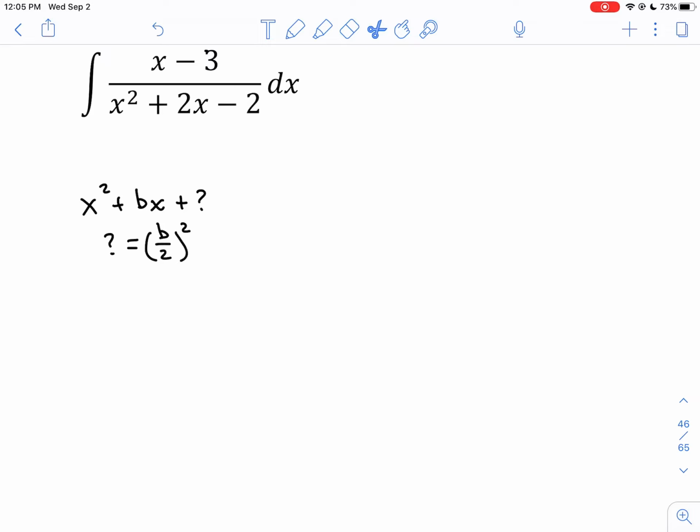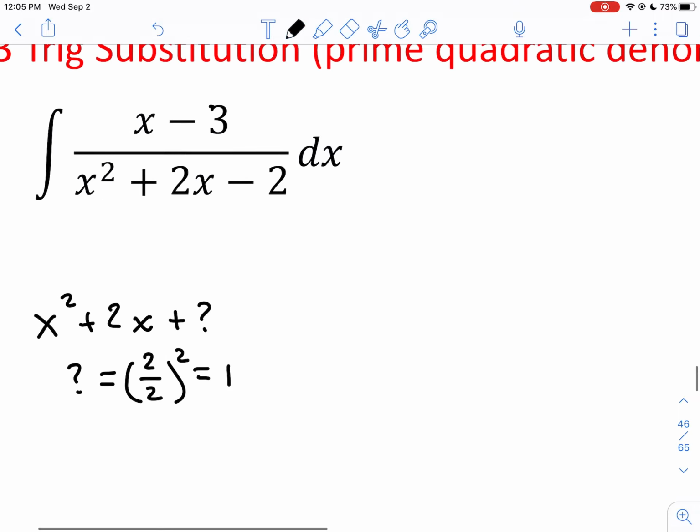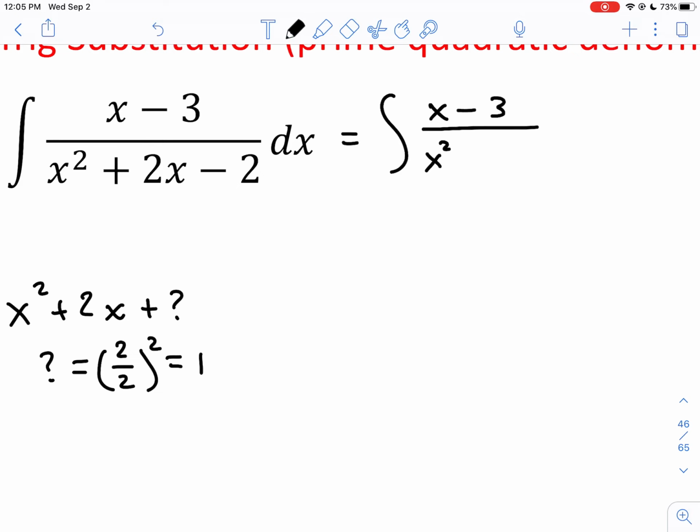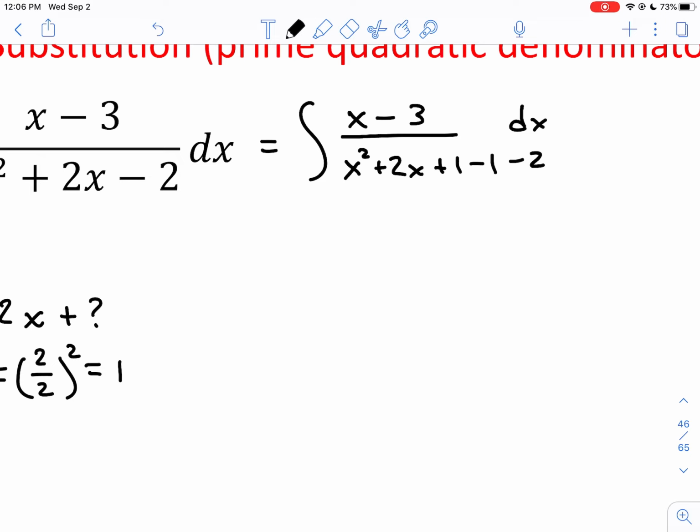So in this case here, we've determined that it needs to be a 1, but currently I have a minus 2. Well, this isn't a problem. I simply put the number I want to be in there and then also remove it right away. So this integral is going to look like x minus 3. We have x squared plus 2x. Put the plus 1 there, but counter it immediately with a minus 1. Because that's like we just added 0 to this problem. But then don't forget we need that minus 2 that's still there. And then you just regroup this.